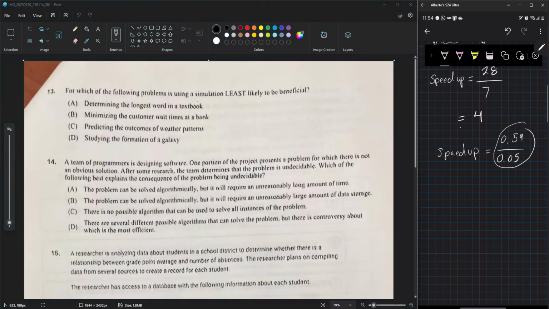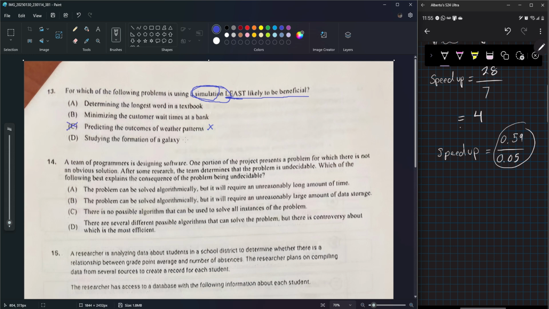You have, for which of the following problems is using a simulation least likely to be beneficial. So remember, simulations are cheaper and less risky for large experiments. Determining the longest word in the textbook. This is not that beneficial. Minimizing the customer waiting times at a bank. Predicting the outcomes of weather patterns. So for weather patterns we use simulations, but we want the one that doesn't, so this one is not it.